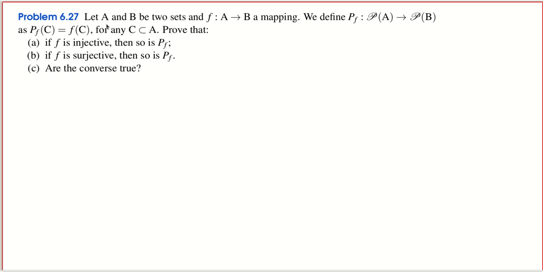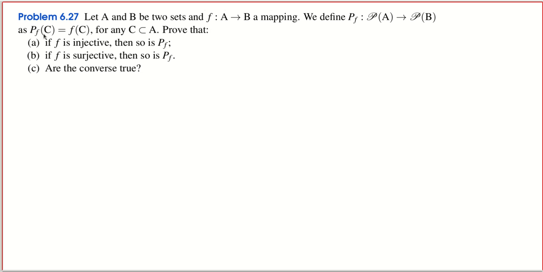In this problem, we are given two sets, A and B, and a mapping between them, from A to B. And given this, we're going to define a new mapping. This mapping is called PF, and it maps the set of parts of A into the set of parts of B. So it maps subsets of A into subsets of B.